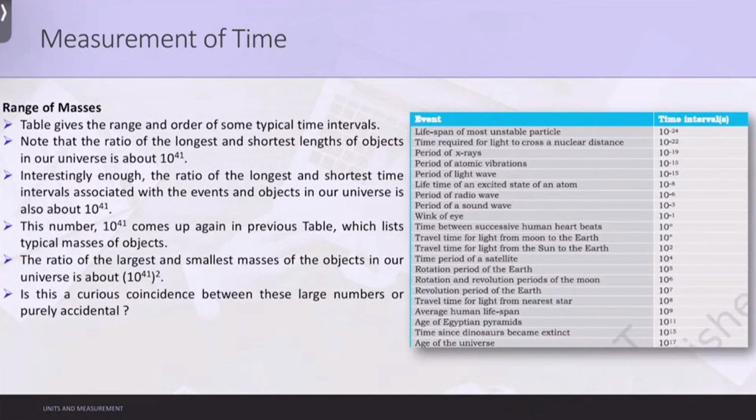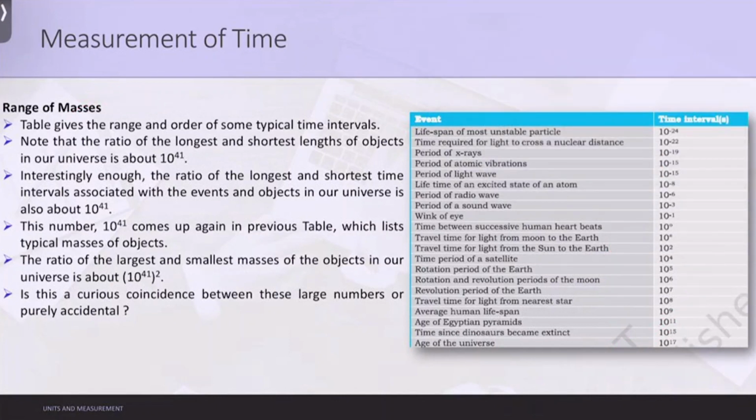Okay. Next thing, this is not the range of masses. This is basically the range of time only here. So the table gives a range and order of some typical time intervals. As you can see, these are the typical ranges given to you.